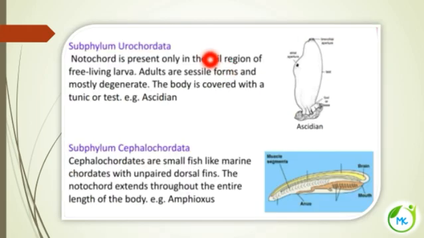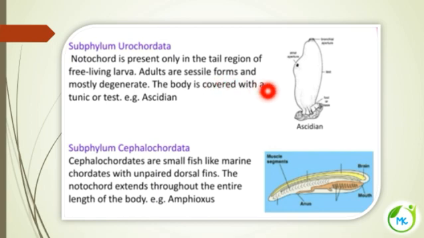First, subphylum Urochordata. So here the term Uro refers to tail region. So the notochord is present only in the tail region, hence referred to as Urochordata. And the adults are sessile forms. Sessile means they are not capable of movement. They are fixed and mostly they degenerate.